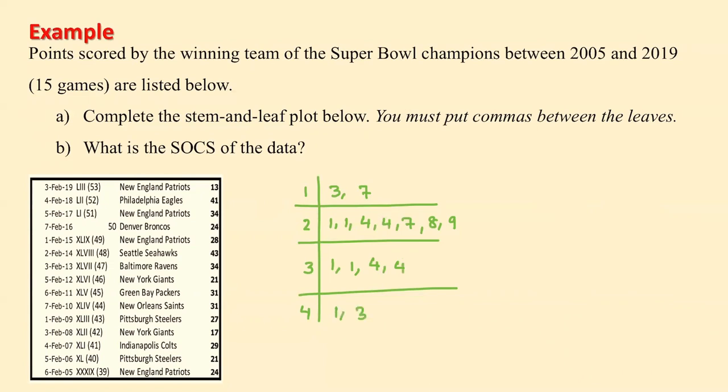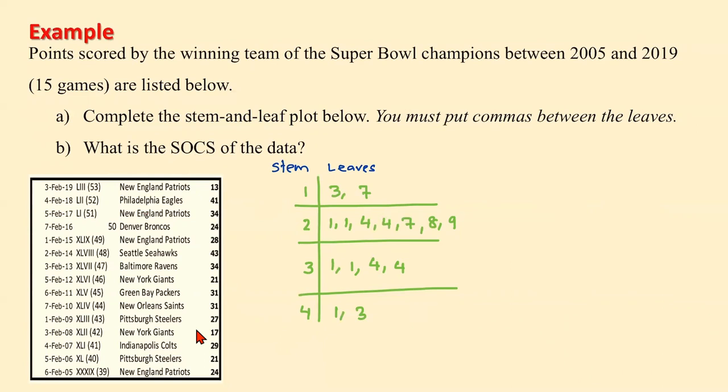So this is how we can create the stem and leaf plot. This side is the stem and this side the leaves. That's how we create a stem and leaf plot. That is the first thing. Now you must put commas between the leaves. We did that. Now, what is the SOCS of the distribution?